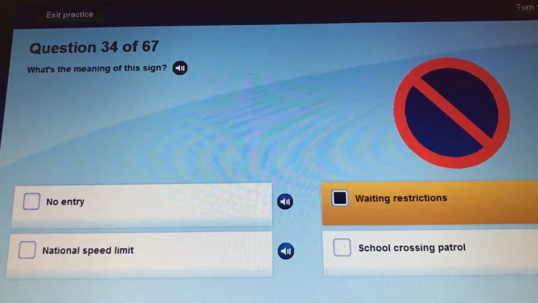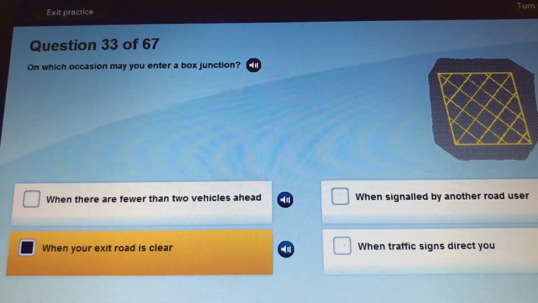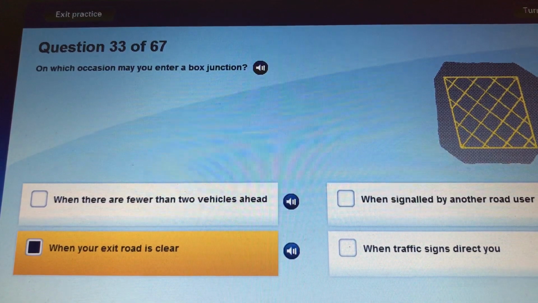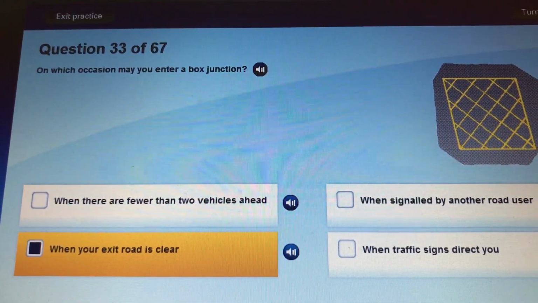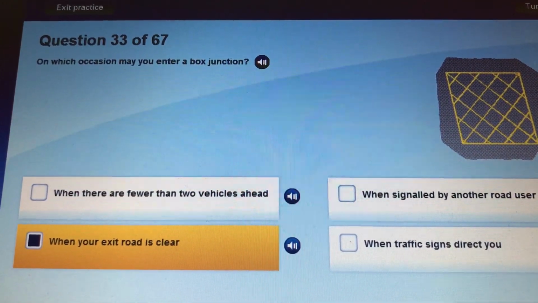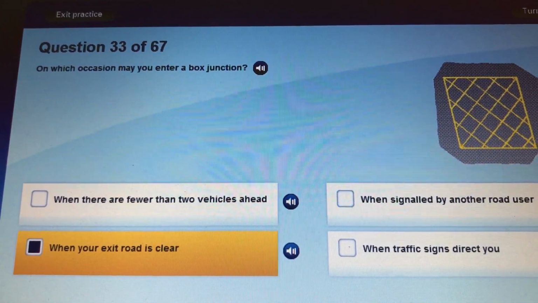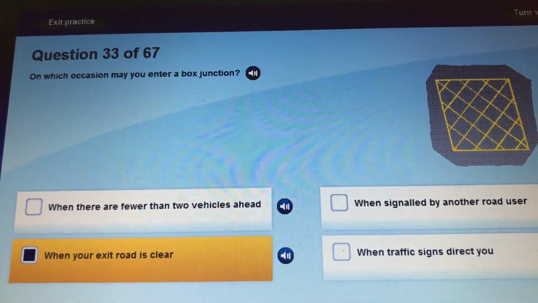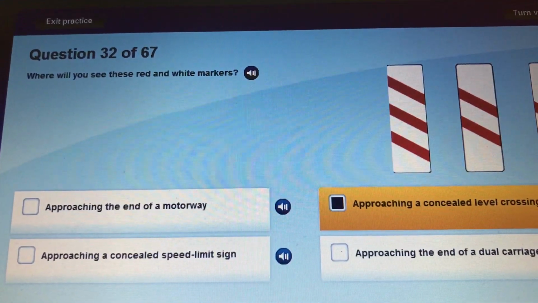Waiting restrictions apply. What can you see in the picture? A box junction. On which occasion may you enter a box junction? When the traffic signal is green and your exit road is clear, yes, you can drive through the box junction.